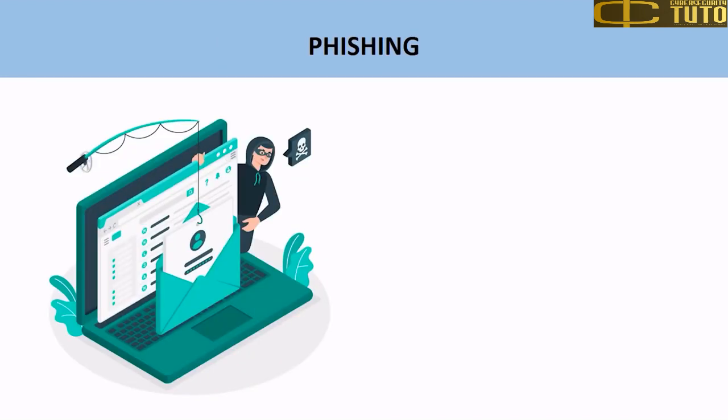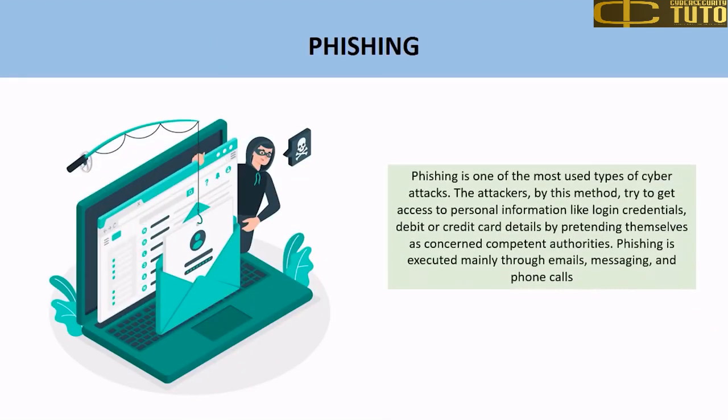The first type of cyber attack is called phishing. Phishing is one of the most used types of cyber attacks. The attackers, by this method, try to get access to personal information like login credentials and debit or credit card details by pretending to be concerned competent authorities. Phishing is executed mainly through emails, messaging, and phone calls.